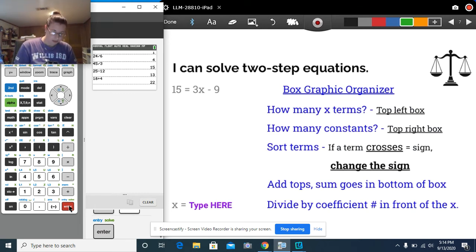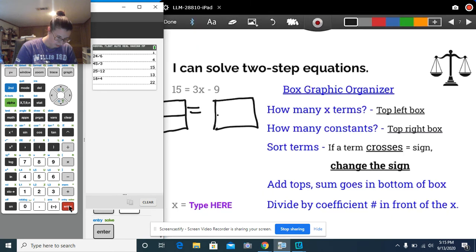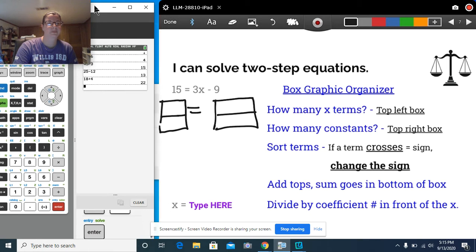So the first thing I'm going to look at is I am going to create 2 boxes. And remember, our equal sign means that whatever is on the left is the same as whatever is on the right. I'm going to make my 2 boxes. And when I make a box, I have an upstairs and I have a downstairs. And I didn't realize the calculator was blocking the view.